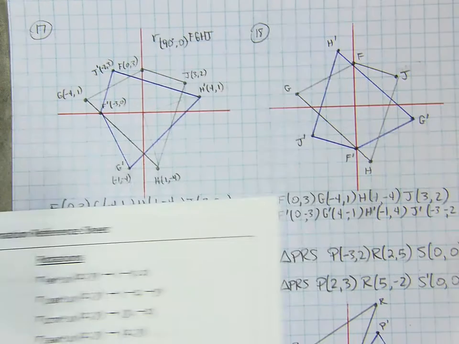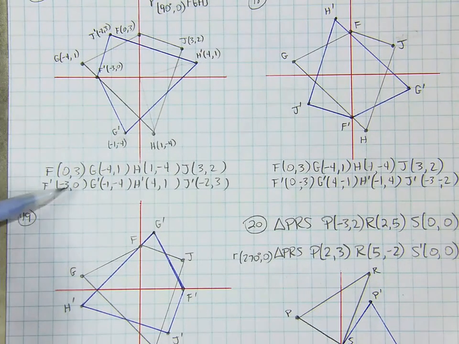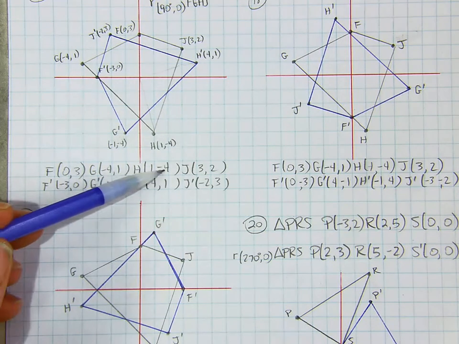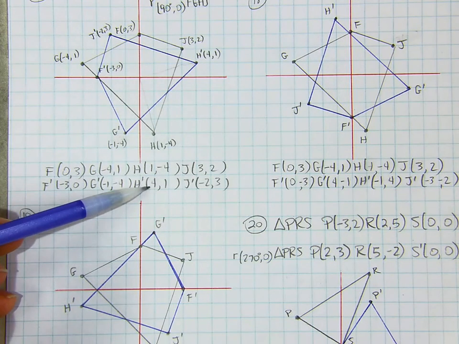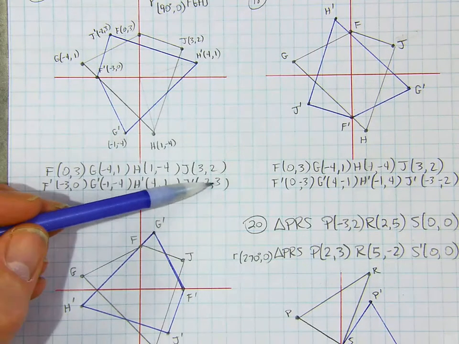I listed all my points down here at the bottom so you can see how they changed. See, 0, 3 became negative 3, 0. Negative 4, 1 became negative 1, negative 4. 1, negative 4 became positive 4, 1. And then 3, 2 becomes negative 2, 3.